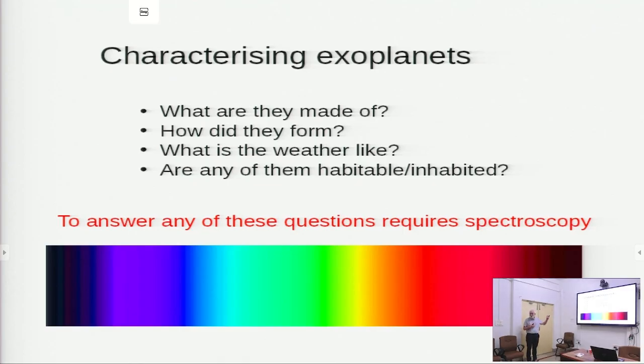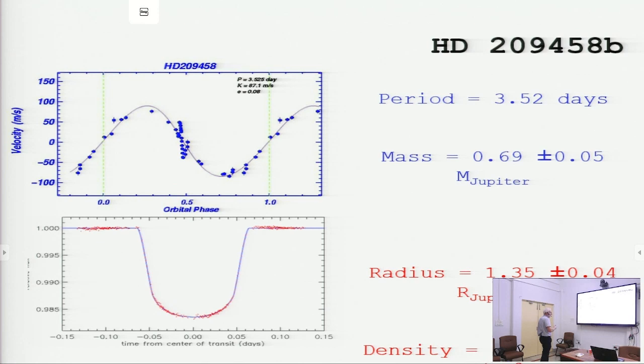And the answer to any of these questions is spectroscopy. There's no other way. So we have to actually get spectra of these planets and analyze them. And given we can't see them, that's quite a challenge. So how do you take a spectrum of something you can't actually see? It turns out that some planets, statistically about 1.5% of them, transit when viewed from Earth.